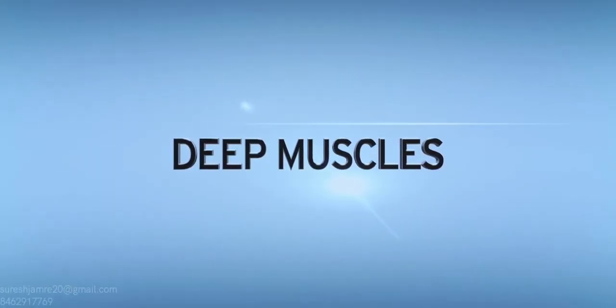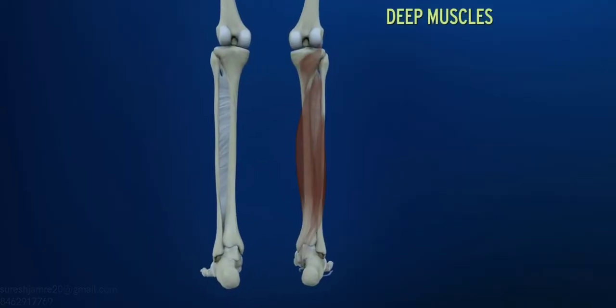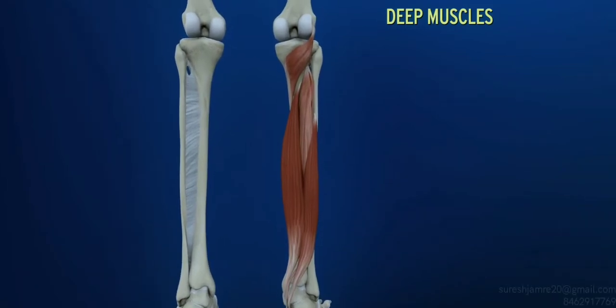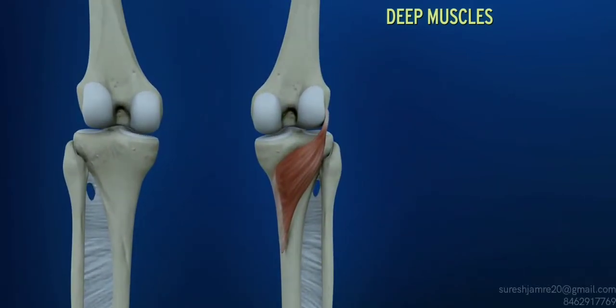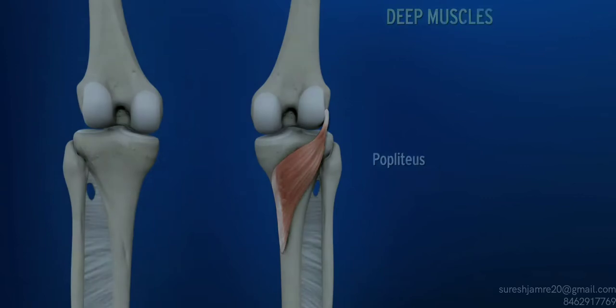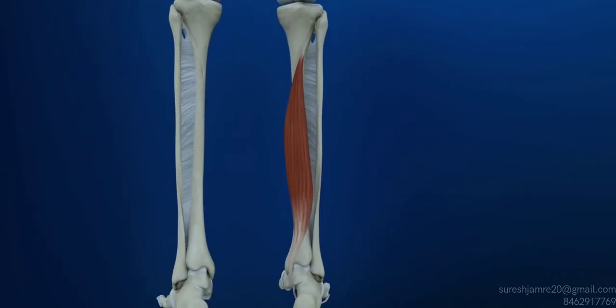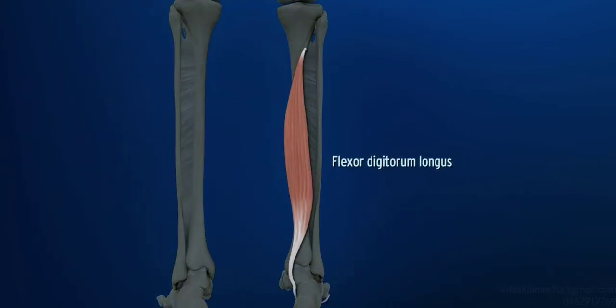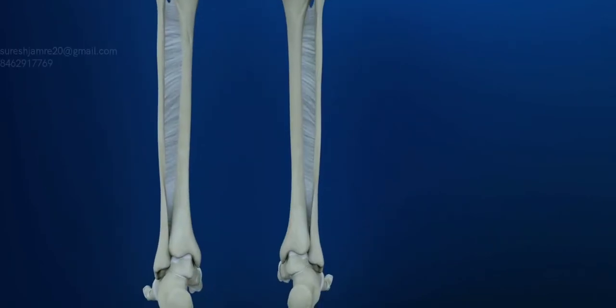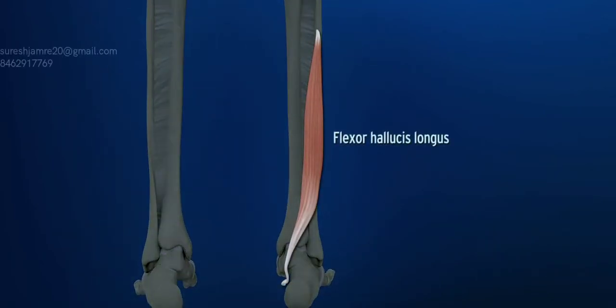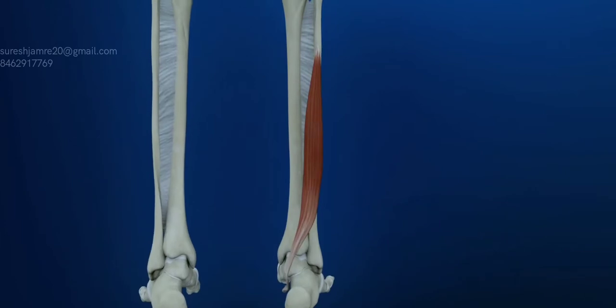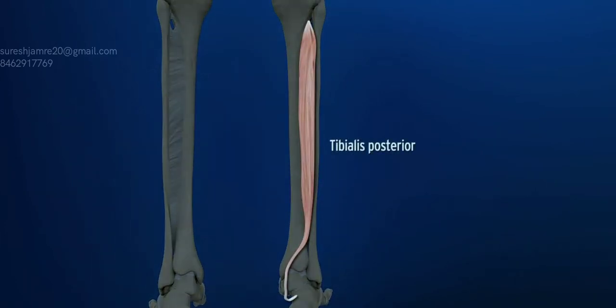Deep muscles. It includes popliteus, flexor digitorum longus, flexor hallucis longus, tibialis posterior.